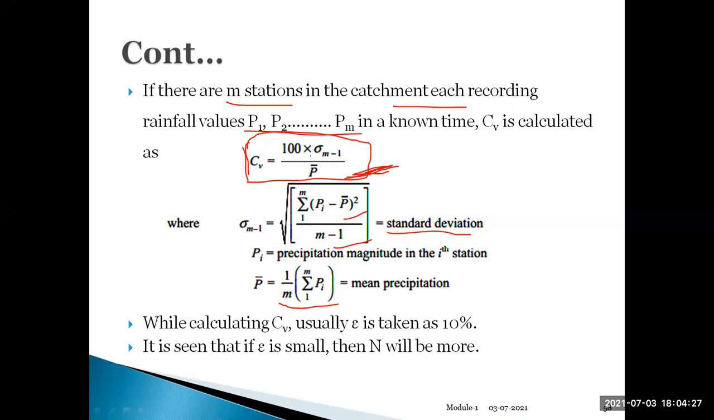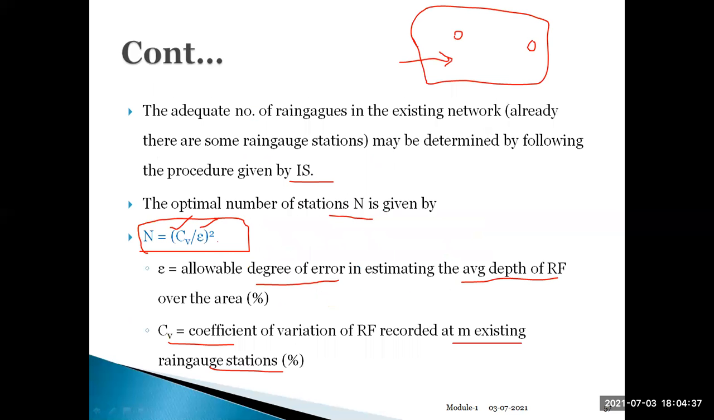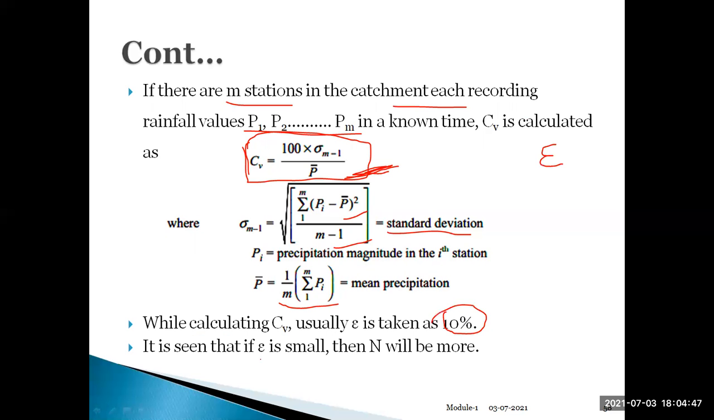And while calculating this, the error, that is ε, is usually taken as 10%. And if you see from this formula, if ε, the error, is less, obviously the number of rain gauges will be higher, because it is inversely proportional. So if the error is small, then N will be more. That is how you calculate the optimum number of rain gauges.